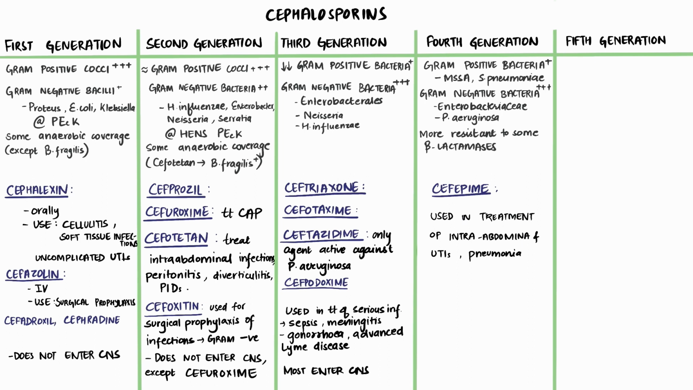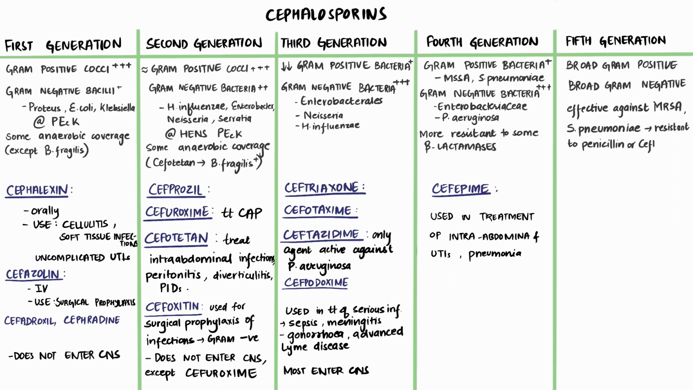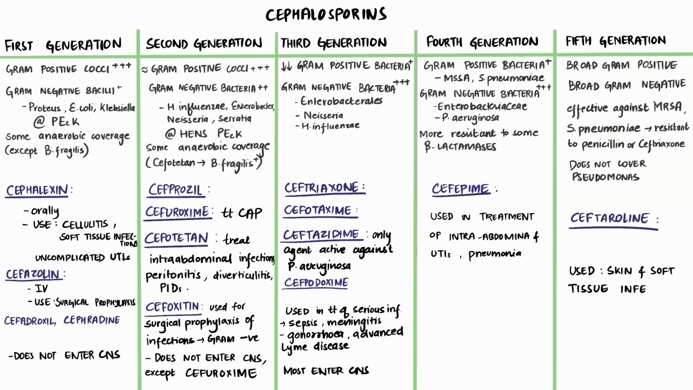Now we have fifth generation cephalosporins. They have broad gram-positive and gram-negative coverage. Unlike first to fourth generation cephalosporins, these fifth generation drugs are effective against MRSA and Streptococcus pneumoniae that is resistant to penicillin or ceftriaxone. However, they do not cover Pseudomonas. The drug that comes under fifth generation cephalosporins is ceftaroline. It is used for skin and soft tissue infections and also for community-acquired pneumonia.